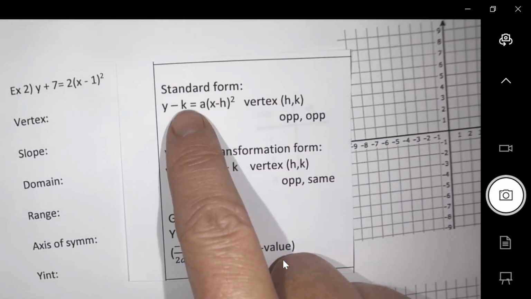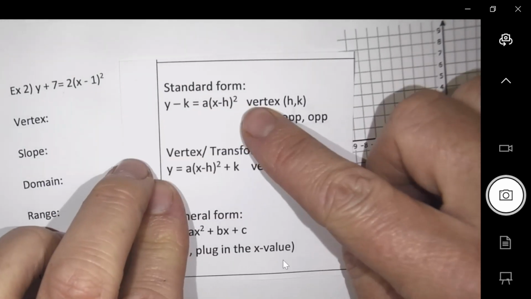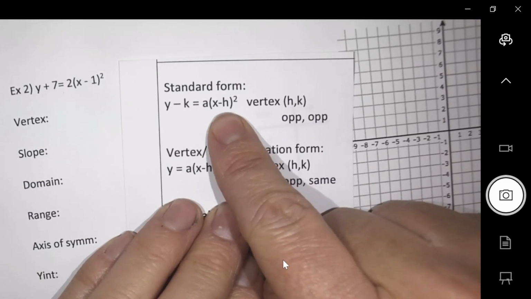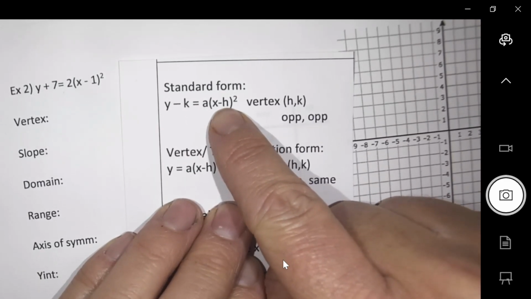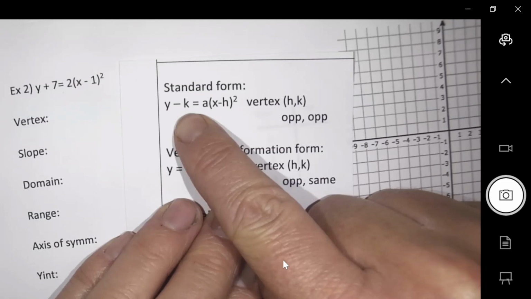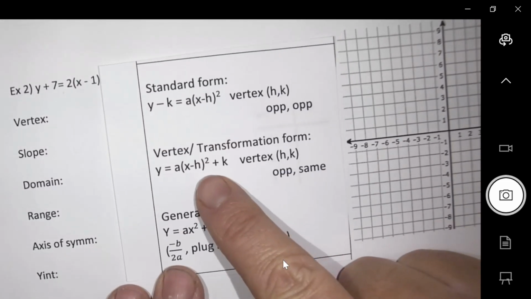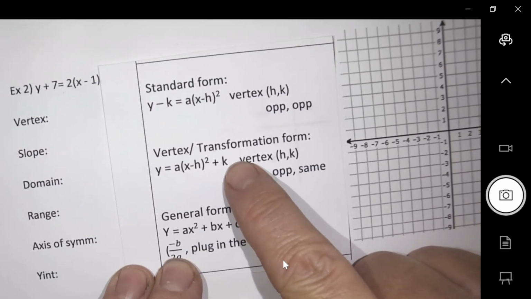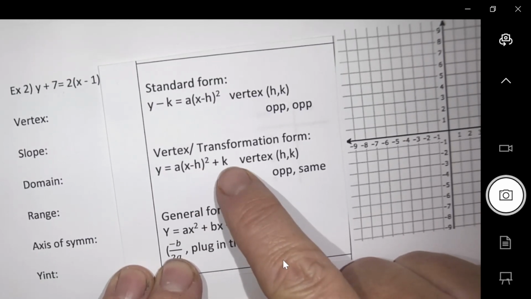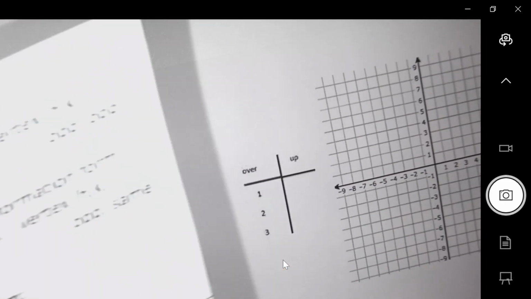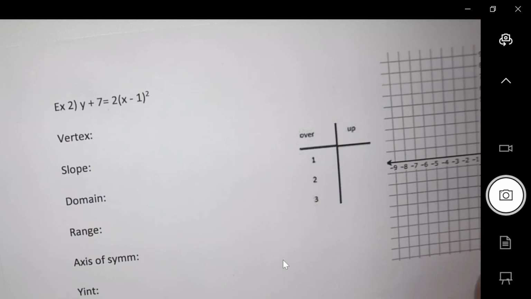Okay, and I will give you these formulas. I don't tell you the vertex and opposite and anything like that, but I give you this formula. So if you ever see the formula with a minus h and a minus k, those are going to be opposites. This has a minus and a plus, so this is opposite and this is same. Okay, so everything is opposite when it's in this form. So what's our vertex?